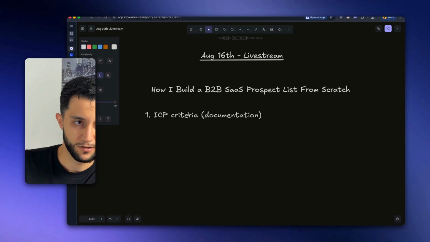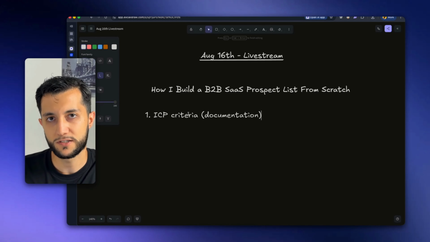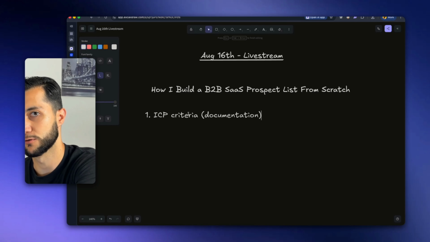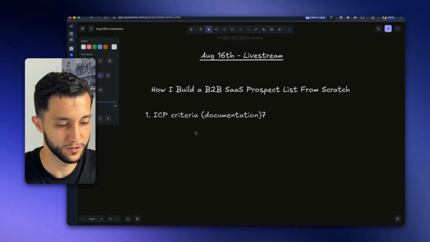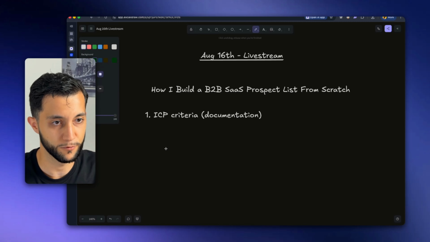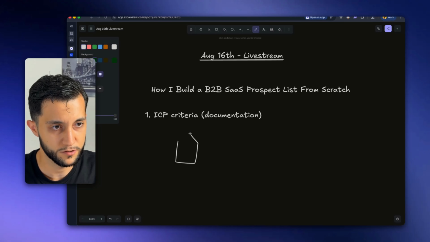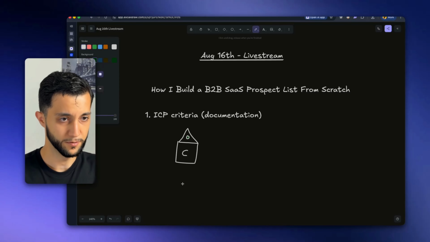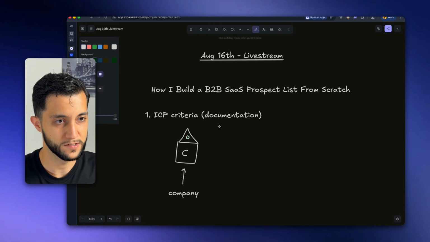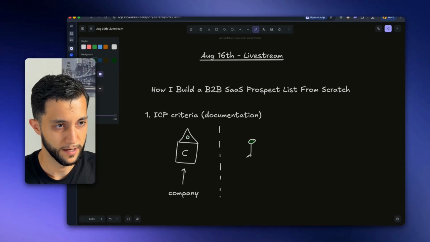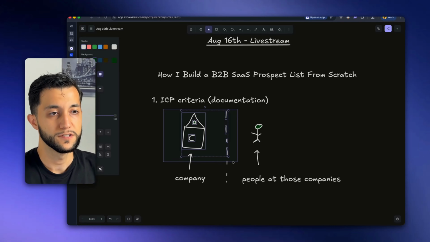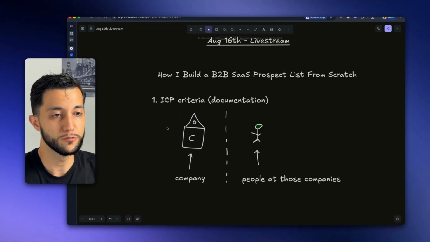When I talk about ICP criteria, I mean specifically what kind of companies are we looking at? What do they have in common? And then at those companies, what kind of people are we looking for? So we have these two stages, which are going to be super important for later on. We have the companies, right? Let's just build a nice house. Boom. This is a company, C for company. This is the first stage. And then the second stage is people at those companies. For ICP criteria, we first only look at companies.